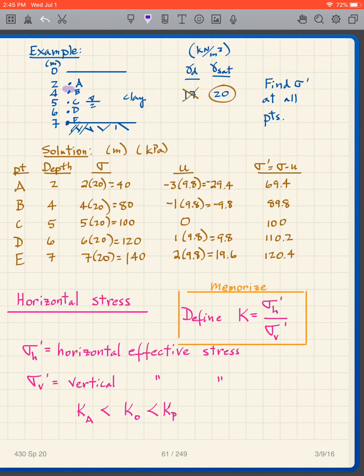Now point B is what? 1 meter above the water table, so it's -1 times 9.8. Point A is 3 meters above the water table. So it's -3 times 9.8. And then again, we use our basic formula that sigma prime is equal to sigma minus U. And we get these numbers here from all those columns.